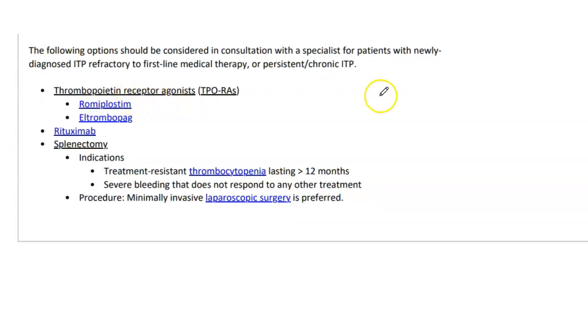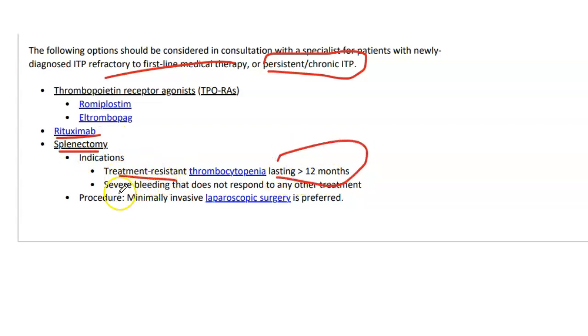We have subsequent therapeutic options. If the patient is refractory to first-line medical therapy or has persistent or chronic ITP, then we can consider thrombopoietin receptor agonists like romiplostim, eltrombopag, rituximab, and splenectomy. Indications for splenectomy are treatment-resistant thrombocytopenia lasting greater than 12 months and severe bleeding that doesn't respond to any other treatment. What is the procedure? A minimally invasive laparoscopic procedure is preferred.